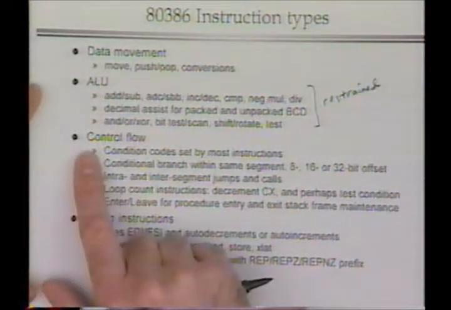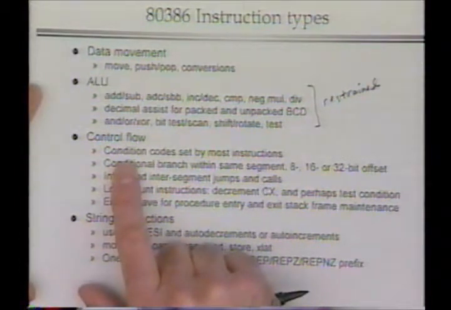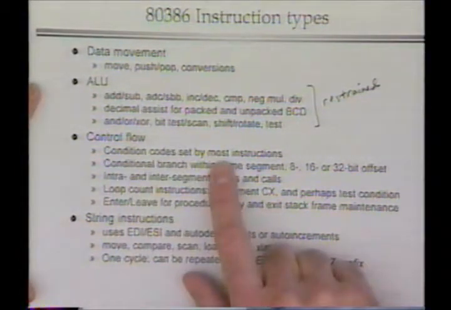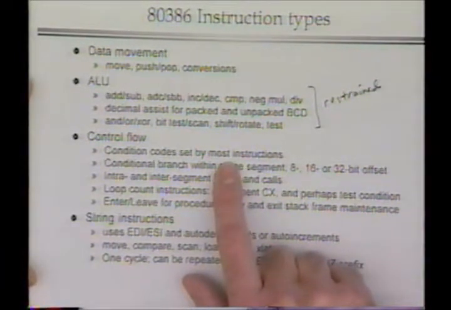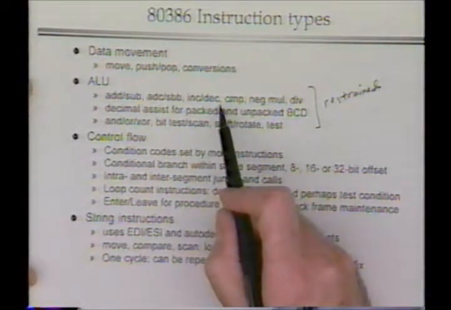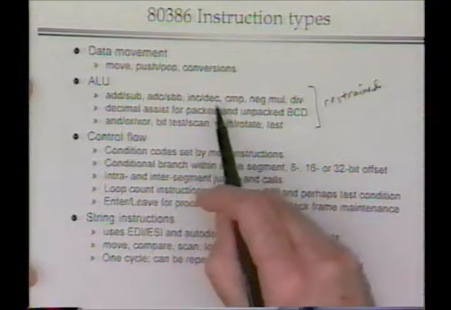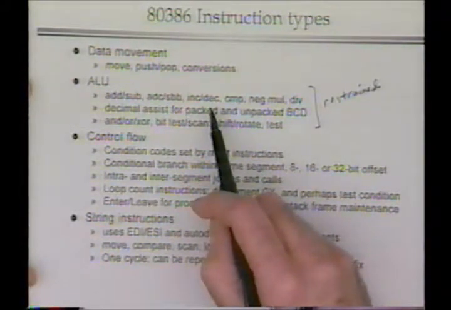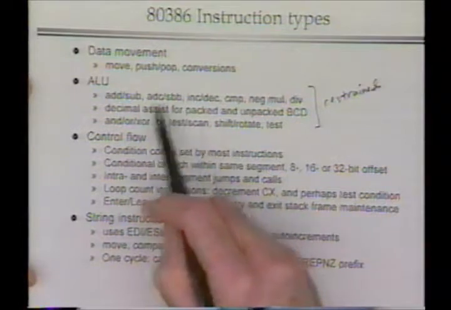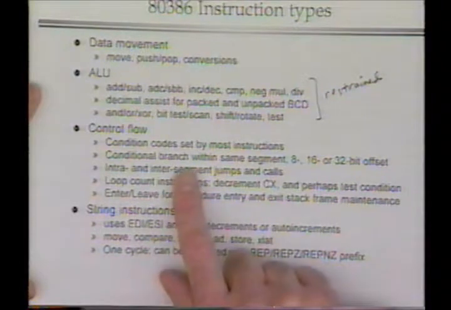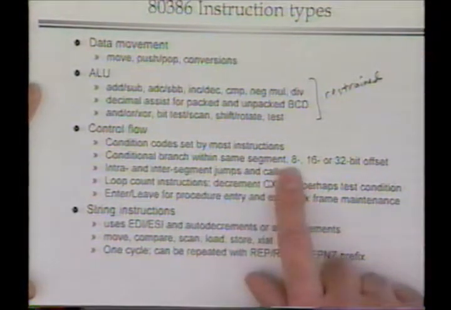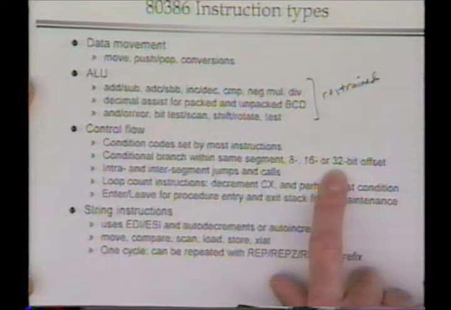Control flow, in some ways, is like the VAX. It's a traditional condition code machine. Many instructions set the condition code, not as many as the VAX. For example, on the 8086, as I mentioned last time, increment and decrement don't set condition code, so that you can use increment and decrement to get the effect of auto-increment and auto-decrement addressing without destroying a carry that might be used for an add with carry or subtract and so forth. Conditional branches within the same segment allow 8 or 16 bits, and for the 386, 32-bit offsets.